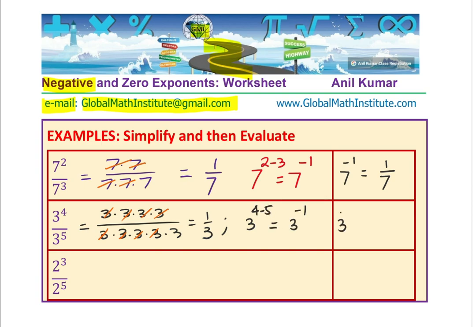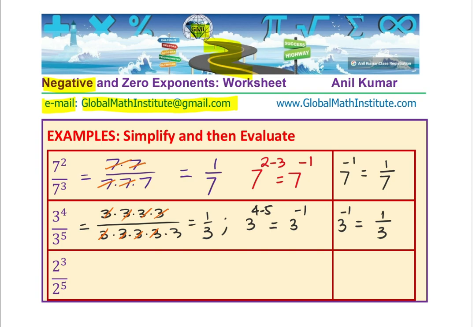Once again, we see that 3 to the power of minus 1 should be equal to 1 over 3. So, a negative exponent with 1 is actually a reciprocal, right? Perfect. So, that is what we should understand. Simple. Now, here is another example.